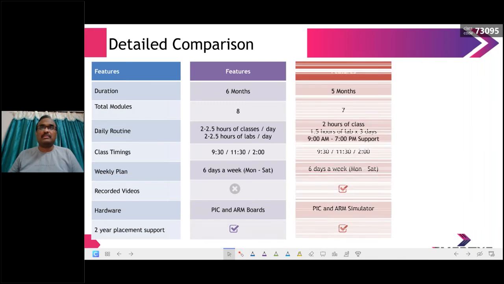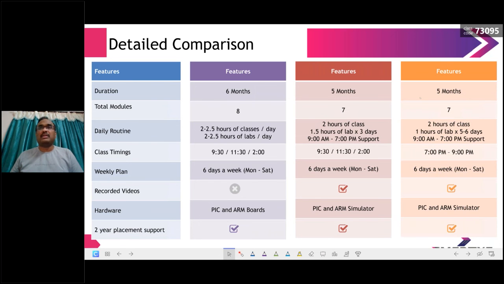You can see there the lab timings are mentioned. 2 hours of classes will be there, 7 p.m. to 9 p.m. But if you see the labs, labs are scheduled like this: 1 hour of lab, 5 to 6 days. So typically between 6 p.m. to 7 p.m. or 6:45 p.m., daily there will be lab.